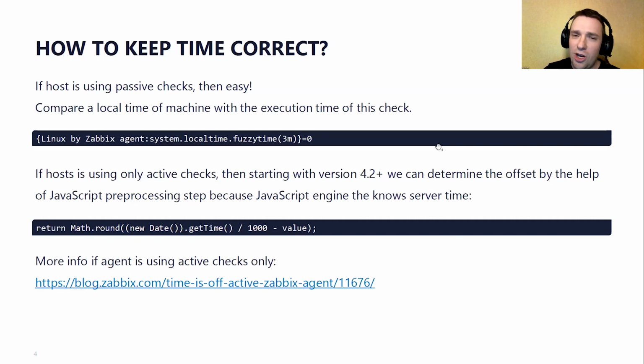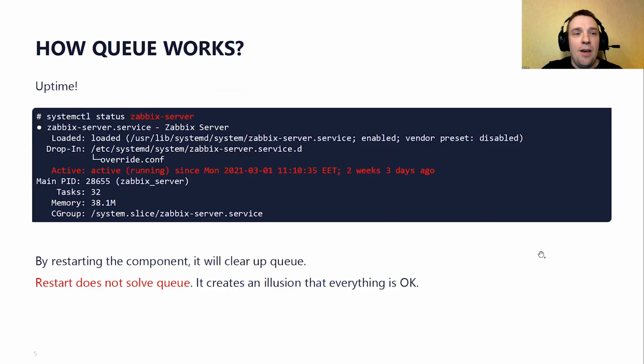So we are still talking about the server queue, but just because I told you the very crucial thing to work with the tool is to keep the time synchronized across the components. So that's why I'm bringing this topic up. The next chapter is how the queue works, and maybe not everyone knows that the queue is very highly related with the server uptime, with the uptime of the service zabbix-server.